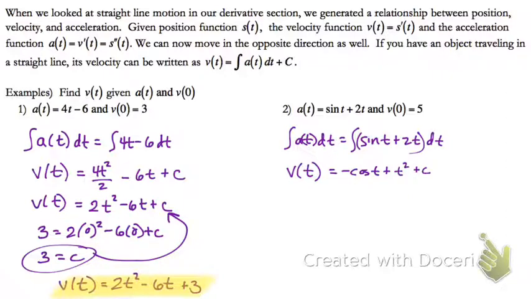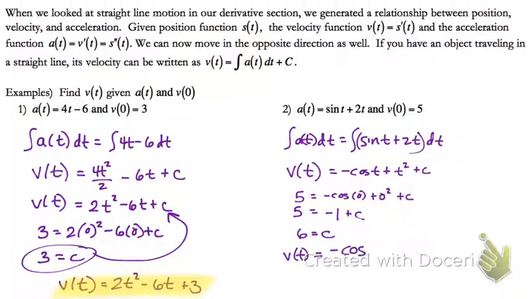If I plug in my initial condition, at t equals 0, the velocity should be equal to 5. So 5 equals negative cosine of 0 plus 0 squared plus c. Cosine of 0 is equal to 1, so this is negative 1 plus c is equal to 5. Therefore, c is equal to 6. And my specific solution for this function is now v of t equals negative cosine of t plus t squared plus 6.